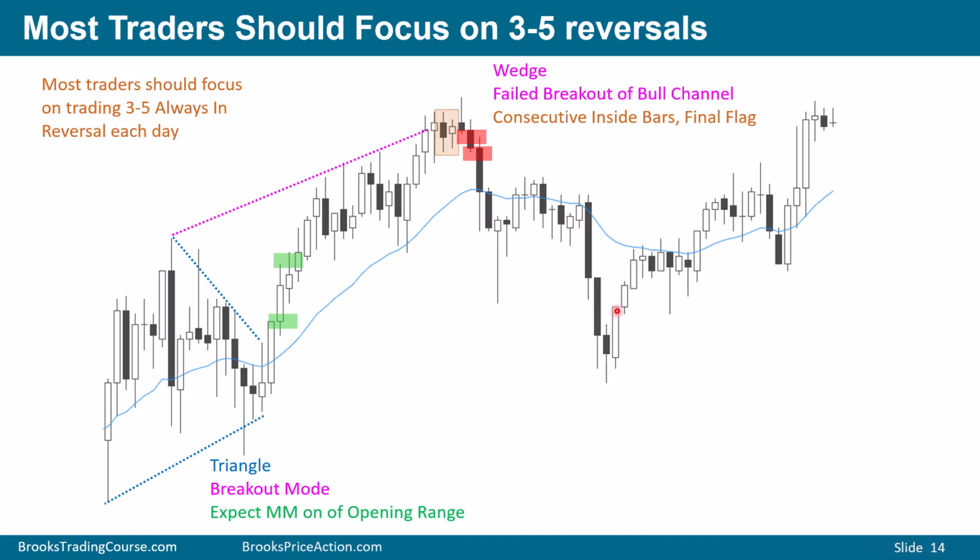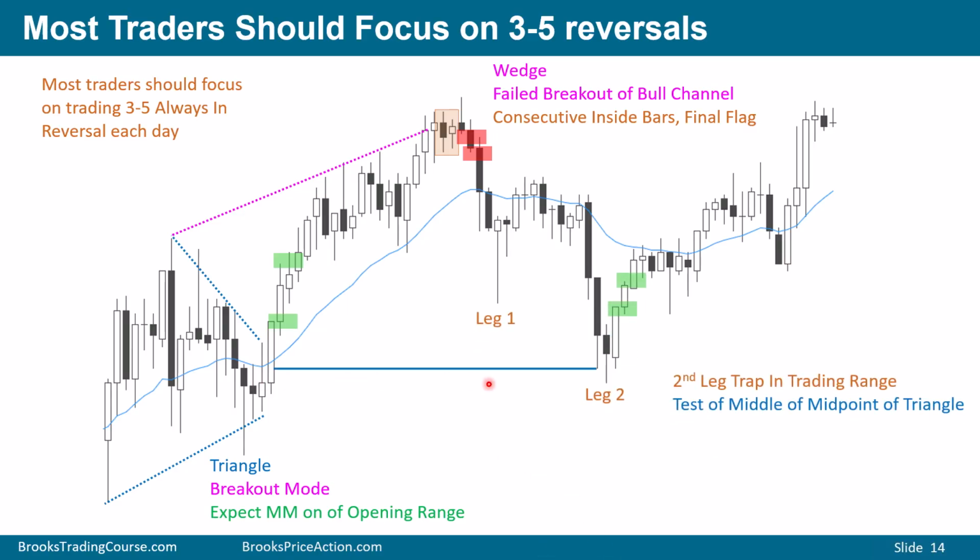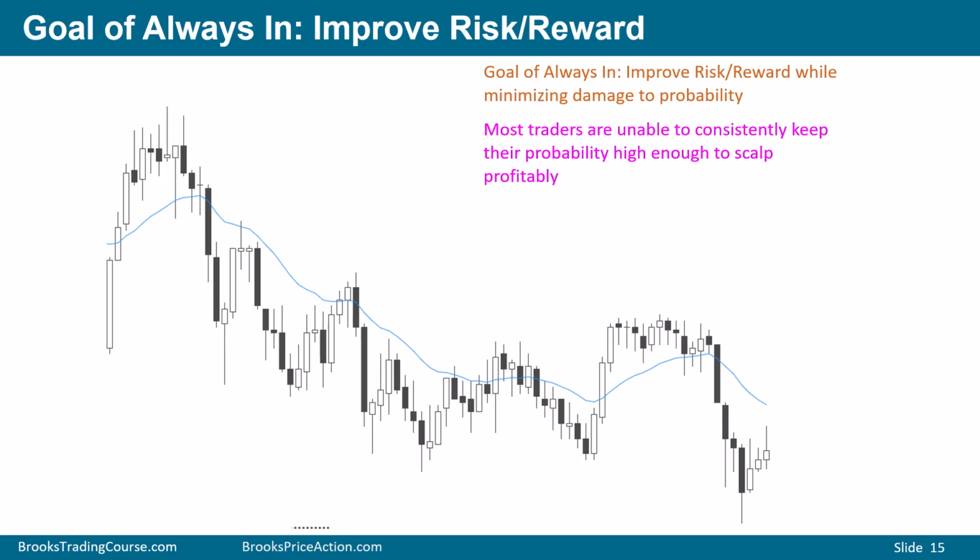They'll get out on a second entry, a second reversal up from the bottom of the range, either here or here. And the reason is it's a retest of the middle of the triangle, 2 legs down, leg 1, leg 2, and a possible second leg trap in the middle of a trading range. So the goal of always in, we want to improve our risk reward while minimizing the damage to probability. Another way to put that is we're giving up probability in order to better our risk reward in the hopes of improving the trader's equation. Most traders are just simply unable to keep their probability high enough to scalp.